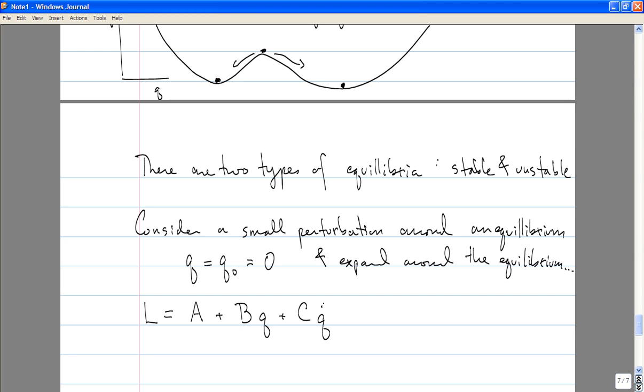At one order higher, there would be terms quadratic in Q, of which there are 3. Sorry, that's a little messy. A term proportional to Q squared, a term proportional to Q times Q dot, and a term proportional to Q dot squared. And if I were very energetic, I could continue to write down higher and higher order terms in this expansion.